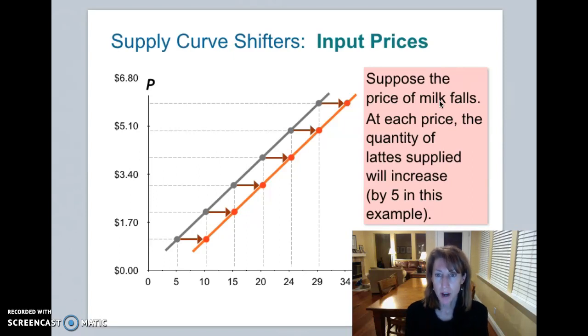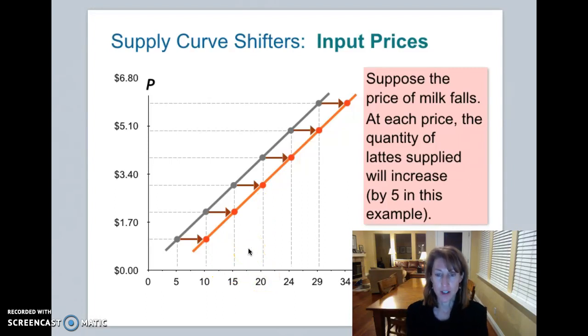So if it's an input price and it's falling, all else being equal, it's cheaper to produce that good. The firm has more profit margins they can make off of selling that good. They're going to increase their supply of that good, lattes, to make more money. And we see that. For any given price, we had been on the gray supply curve. Now we're further out on the new orange supply curve that shows more supplied for any given price.